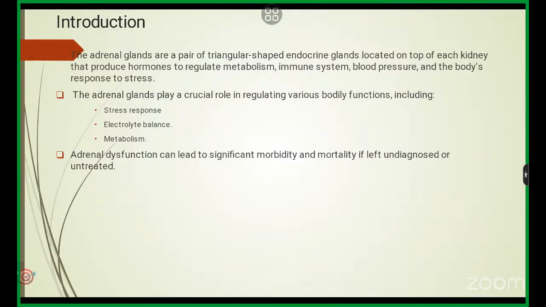The adrenal glands are a pair of triangular shaped endocrine glands located on top of each kidney. So there is the right kidney and the left kidney. Each has an adrenal gland that's located there. This gland produces hormones that regulate metabolism. Also, these hormones can regulate the immune system, blood pressure, and body's response to stress. We are going to look at these issues, the body metabolism, immune system, blood pressure, and body's response to stress. All these are physiological functions that are regulated by the hormones that are produced by the adrenal glands.